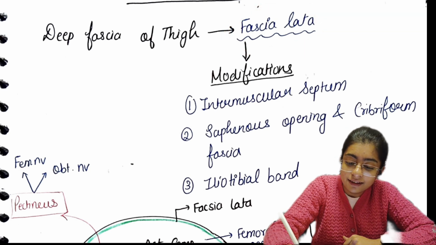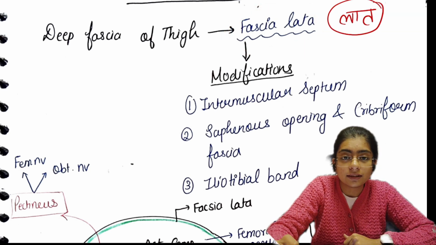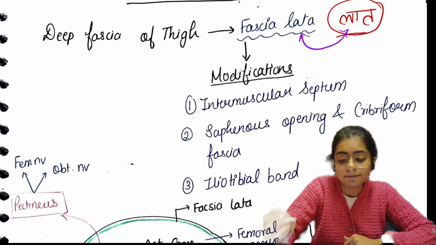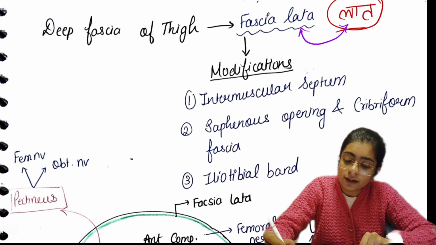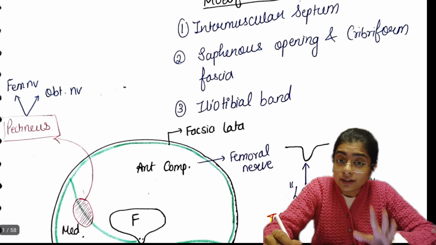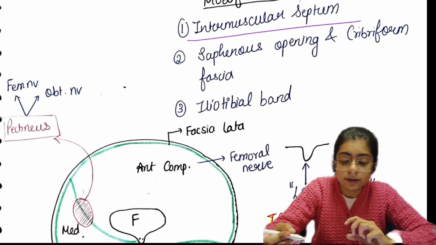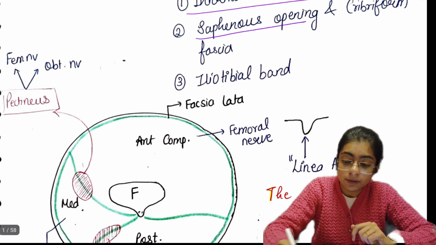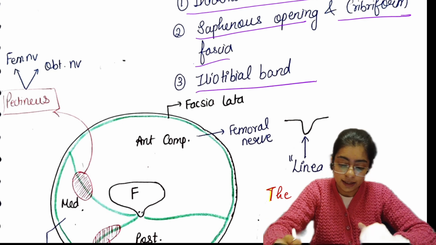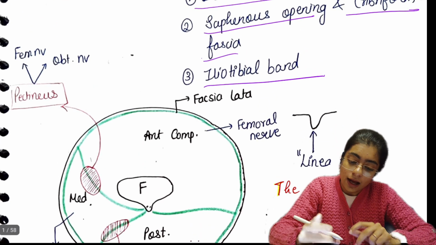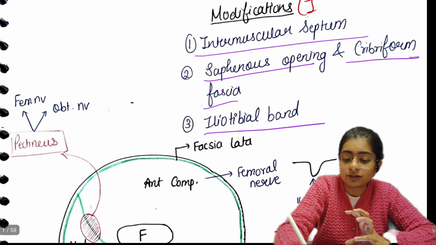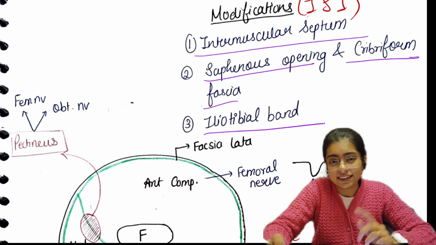If you know Hindi, then you would know what this is and what the leg is called in Hindi. So I hope you can understand and remember by this term, fascia lata. Okay, so the modifications of fascia lata, again from general anatomy, I know what the intermuscular septum is. Here the fascia lata modifications are the intermuscular septum, saphenous opening, cribriform fascia, and the iliotibial band. This can be learned very easily if you tend to forget such enumerations: ISI.